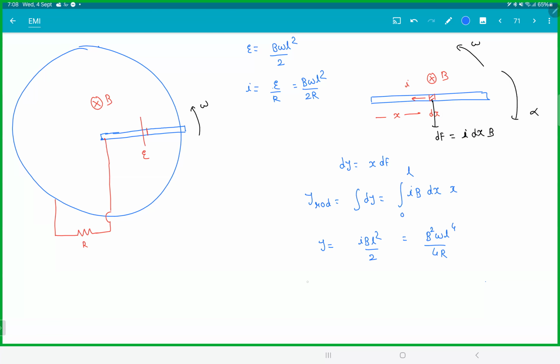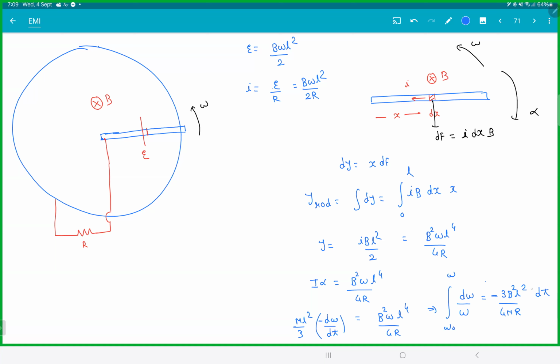And then we know torque is equal to I alpha. So B square omega L power 4 by 4R equals I alpha. I is nothing but M L square by 3. Alpha is minus d omega by dt because it's decelerating. So this would be B square omega L power 4 by 4R equals M L square by 3 times minus d omega by dt. So this would be d omega by omega. L square will cancel. You have minus 3 B square L square by 4MR into dt.